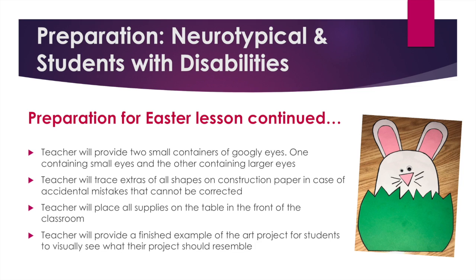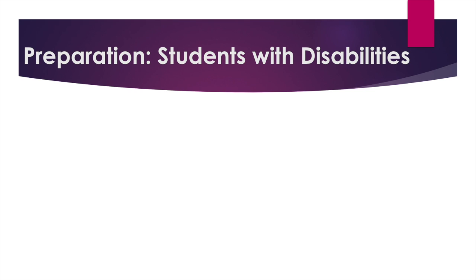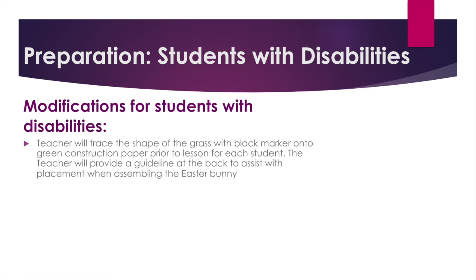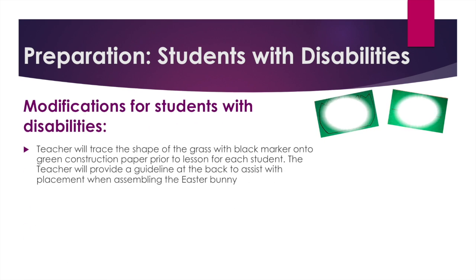Teacher will provide a finished example of the art project for students to visually see what their project should resemble. And you can see the finished product there on the right. So preparation for students with disabilities. The teacher will trace the shape of the grass with the black marker onto green construction paper prior to the lesson for each student. The teacher will provide a guideline at the back to assist with placement when assembling the Easter Bunny.